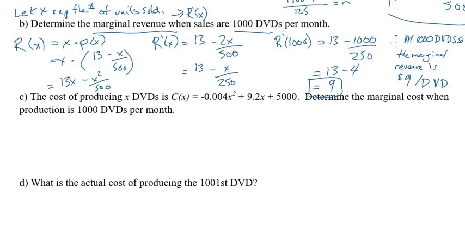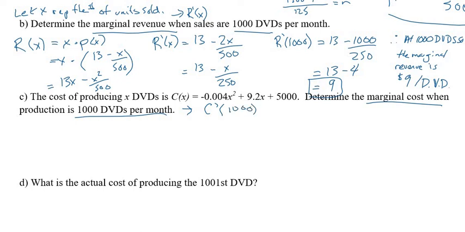So question C: the cost of producing x DVDs is C of x equals negative 0.004x squared plus 9.2x plus 5,000. Determine the marginal cost when production is 1,000 DVDs per month. So in this one, it's asking for the marginal cost at 1,000 DVDs per month. So we're looking for C prime of 1,000.